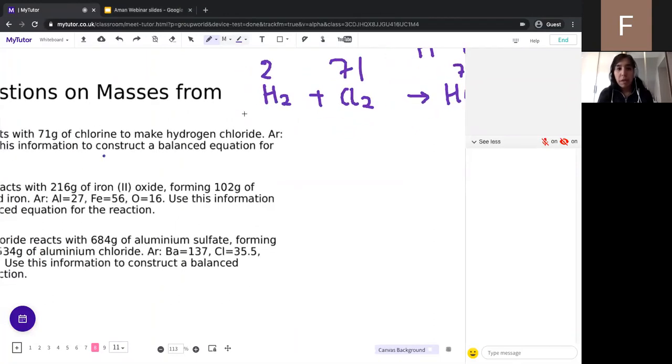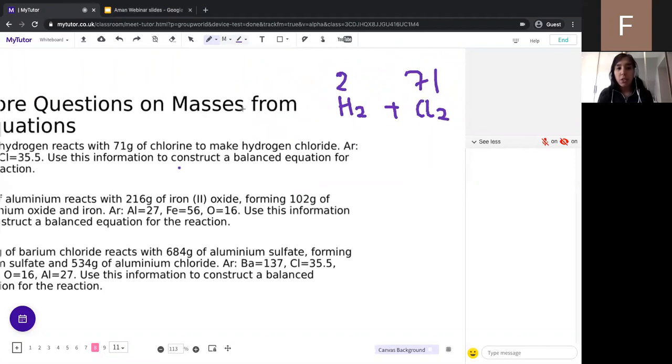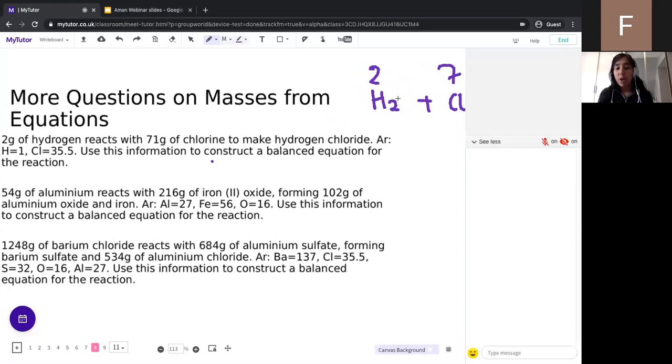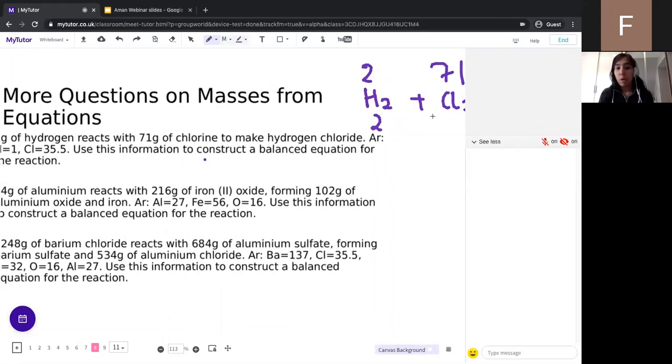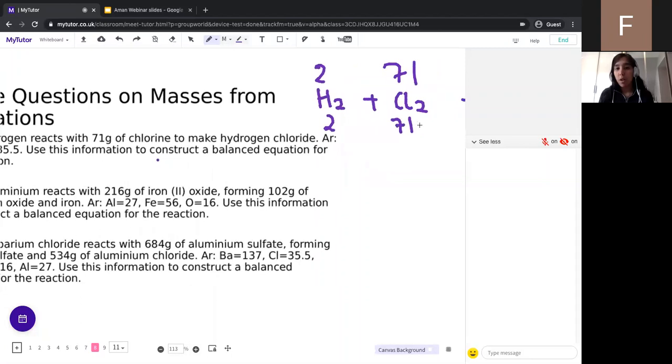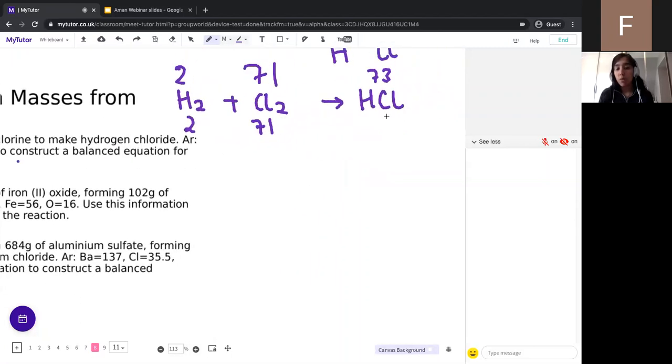Excellent, well done everyone. So then we need to use that information to construct a balanced equation. If we work out the moles of each, the Mr of hydrogen is 2, and the reason for that is hydrogen has an Ar of 1. There's 2 hydrogens, so it's 2. Chlorine is 35.5 times 2, which is 71, and hydrogen chloride is 1 plus 35.5, which is 36.5.